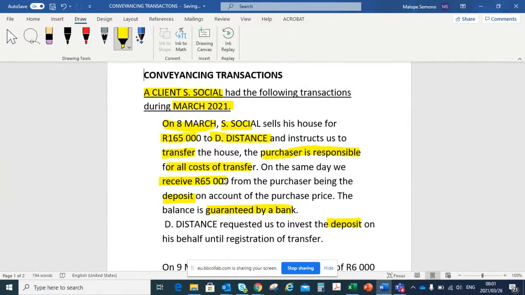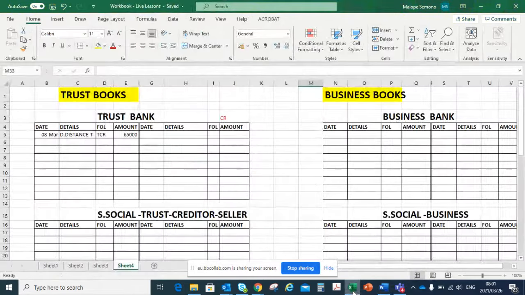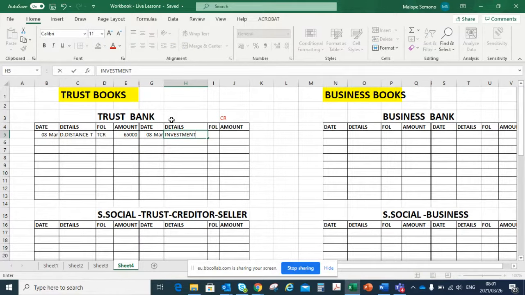And remember, D Distance requested us to go and invest that particular deposit until the transfer. So it means we must make sure that we deposit or invest that amount of money. But remember, for me to invest, I must go to the bank and take that money. For me to take that money out, I must go to the credit side and take that amount of money to the investment. Can you see now? So again, I'm paying that money to the investment. Let's say investment is ABSA, so I'm paying money to ABSA.